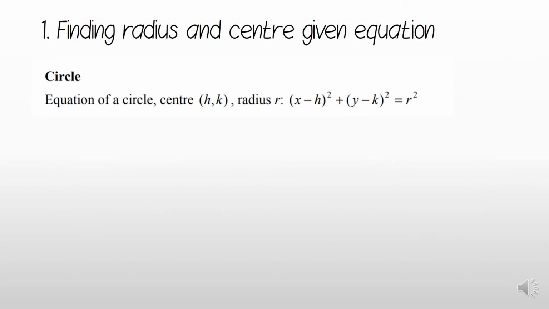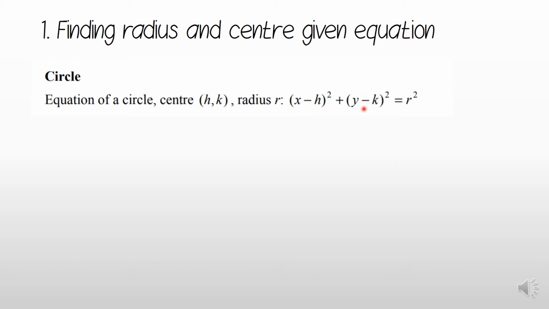So the first scenario is when you have to find the radius and the center if you're given the equation. So the equation of the circle reads (x minus h) squared plus (y minus k) squared equals r squared. So basically the center is given by (h, k) and the radius is r. So you can see from this equation that if you want the center and you're given the equation, you take the value here and you change its sign to get the x coordinate of the center. And you do the same for the y coordinate.